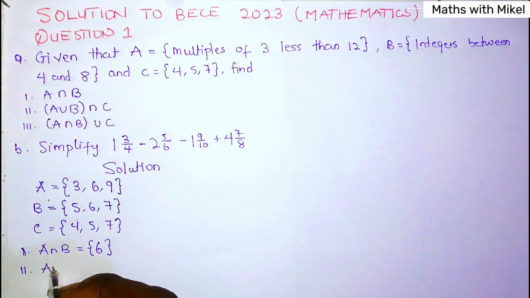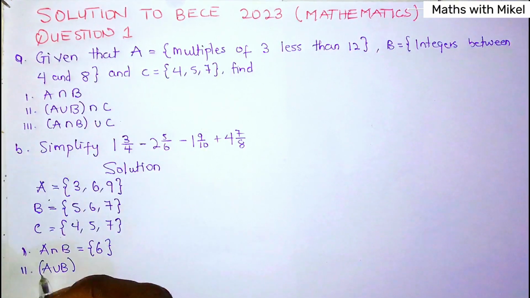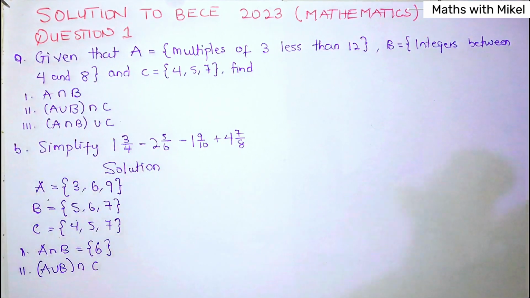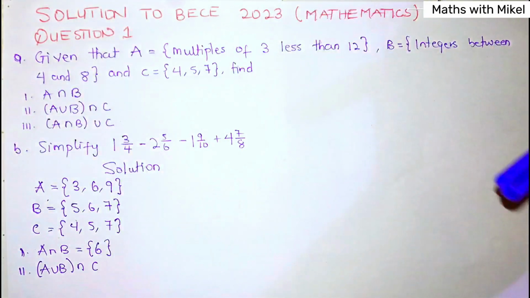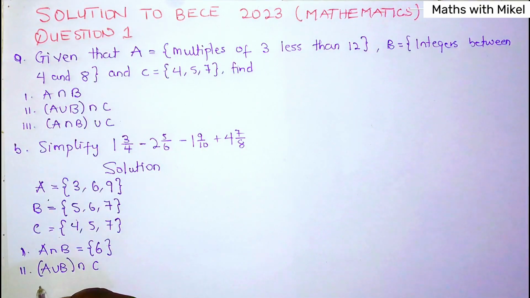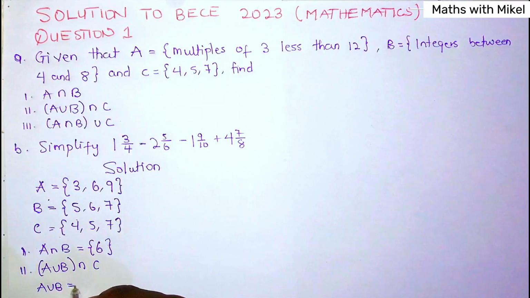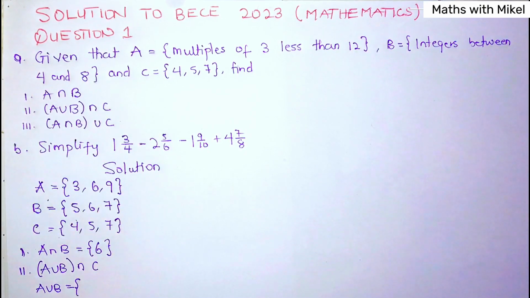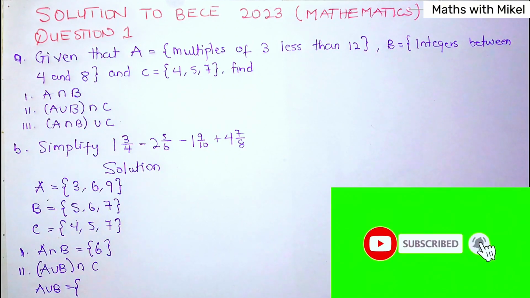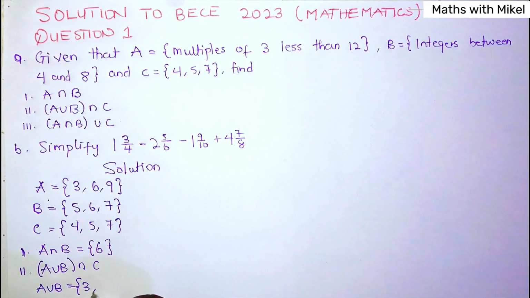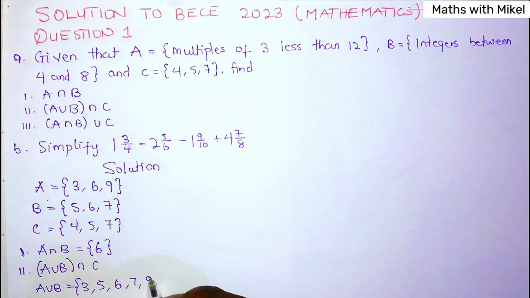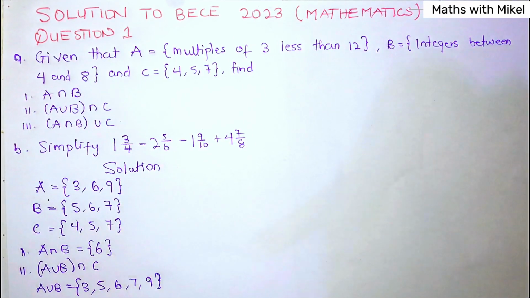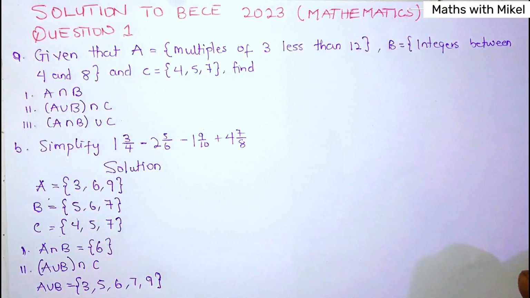We are asked to find (A union B) intersection C. So we want to find A union B first. A union B means we are combining set A and set B without repeating elements that are common. So we can see 3, 5, 6, 7, and 9. So this is A union B.